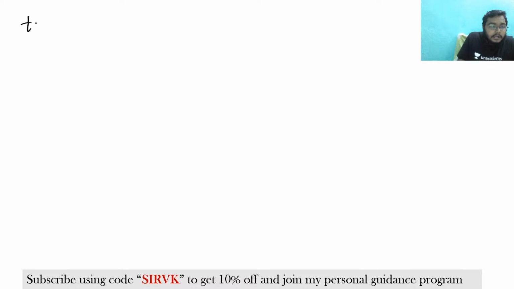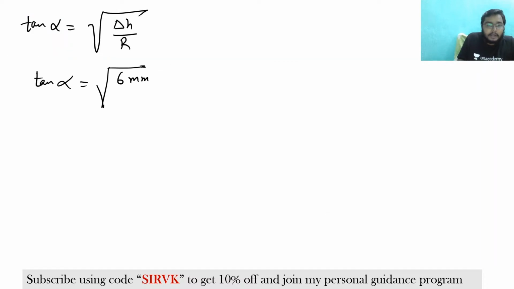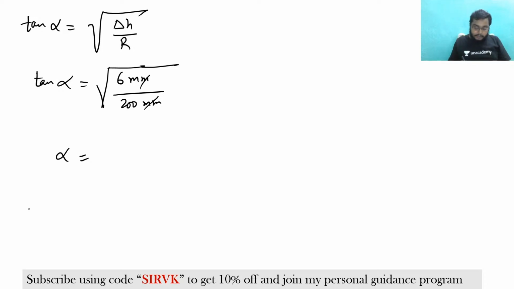What is the equation? Tan alpha is equal to root over of delta H by R, so tan alpha would be, again, root over delta H, is it 6 mm? Is it 200 mm? So put it here, 6 mm by 200 mm. This mm will be cancelled out, and when you find it, you will be getting alpha. Alpha would be, just a minute, 6 by 200. So you will be getting alpha as 9.8264.